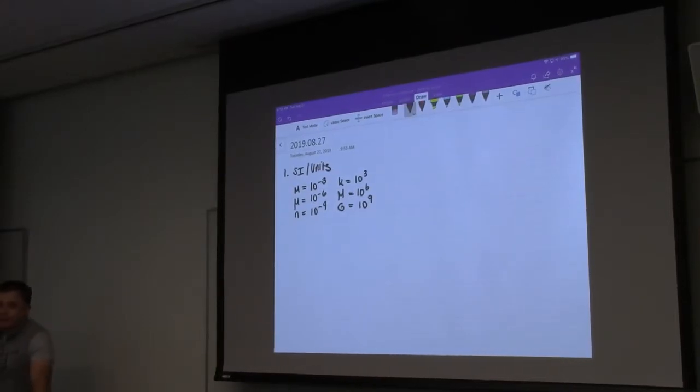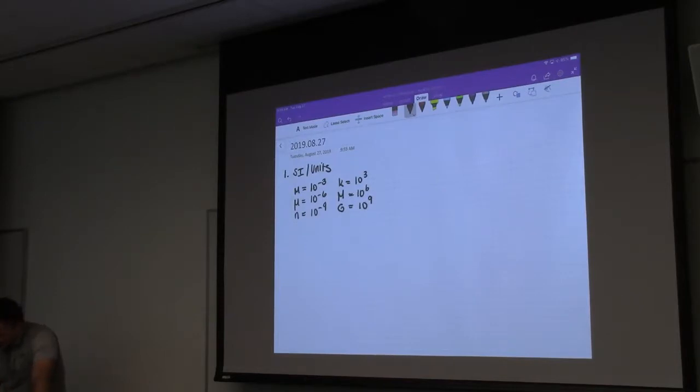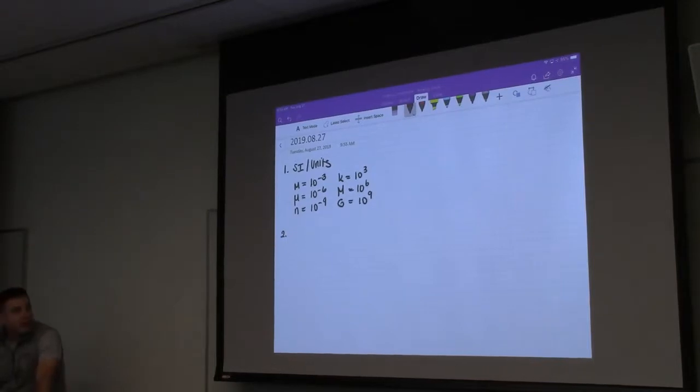milliohms, microamps, stuff like that. Okay, so next, what are the basic electrical quantities that we're going to be working with?